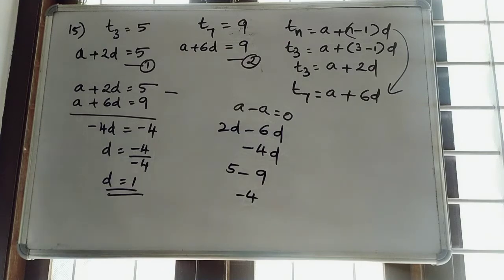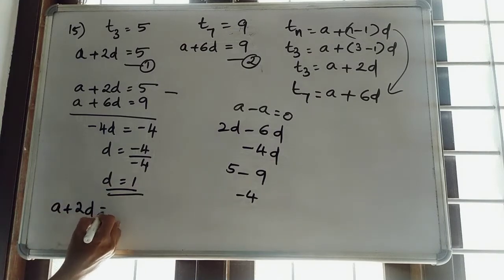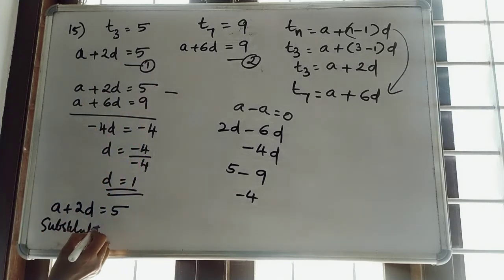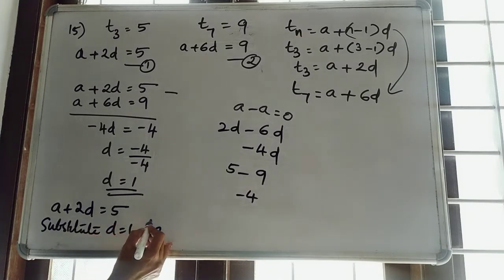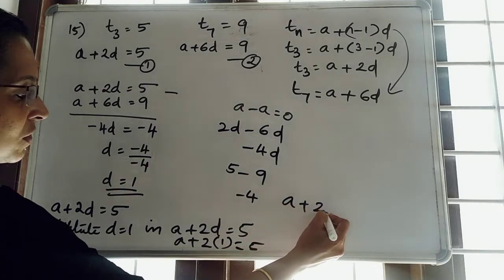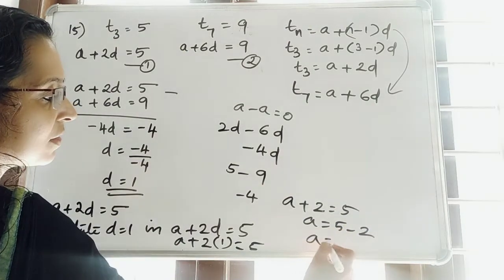Next we want to find out A. Can we substitute D is equal to 1 in the first equation? So we have A plus 2D is equal to 5, equation number 1. Substitute D is equal to 1 in A plus 2D is equal to 5. So A plus 2 into 1 is equal to 5. So A plus 2 is equal to 5, so A is equal to 5 minus 2, A is equal to 3.